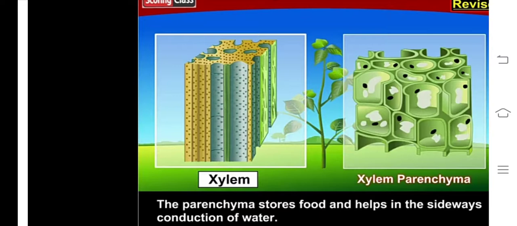Why, madam, are you stressing this? Because xylem is made up of four different types of cells: tracheids, vessels, fibers, and parenchyma. The first three are dead in nature. Only xylem parenchyma is living, so it stores food and also helps in sideways conduction of water. I hope you understand, children. Remember these two or three points.